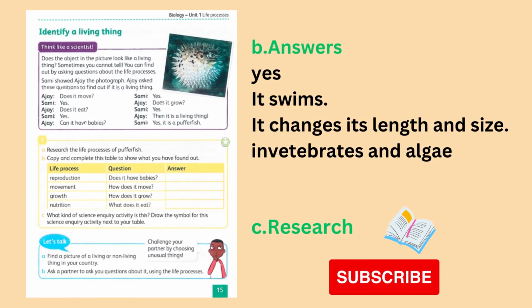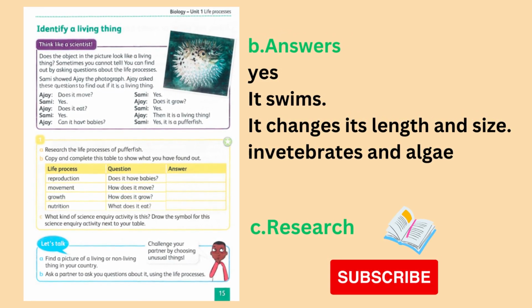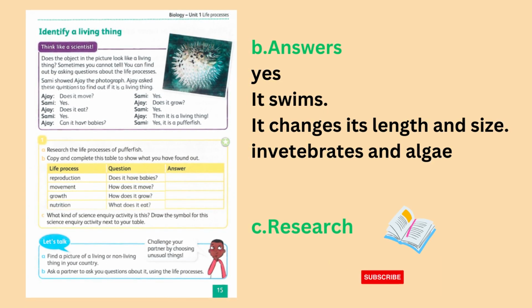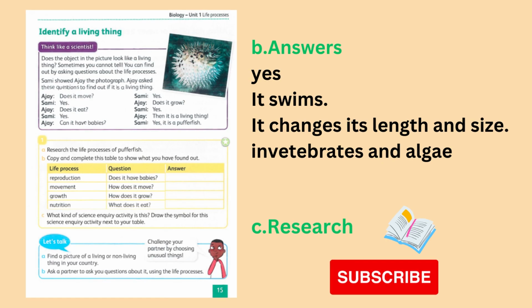Page number 15. Identify a living thing. Again, you have to think like a scientist. Does the object in the picture look like a living thing? Sometimes you cannot tell. You can find out by asking some questions about the life processes. For example, there is a dialogue between two friends, Ajay and Sammy. They are asking each other questions to find out whether this picture is a living or non-living thing.